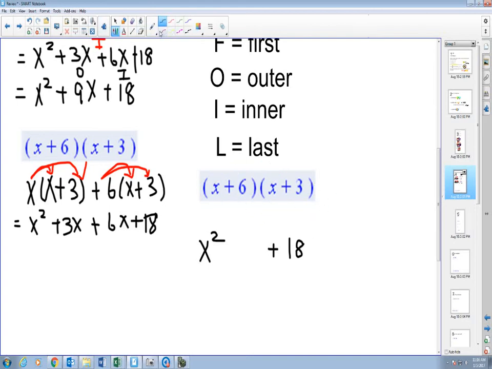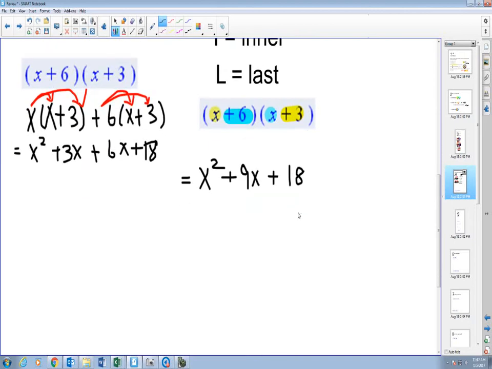So the outer is x times positive 3, which will give me positive 3x. You do that in your head. The inner is positive 6 times x. So the outer is 3x, inner is positive 6x. When you combine them, then you get positive 9x. Okay, so this is the way I will actually do FOIL method in this class. I do not write everything out. I just look at it, and I will walk you through it. Inner and outer combined give me my 9x.